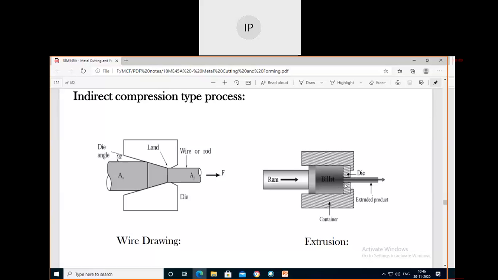Once you complete the die design, then apply the force from the ram. The ram applies force on the billet through a die. The metal removed from the die is called the extruded product. In detail, we will see in later classes the different types of extrusion process, that is, direct or forward extrusion process, or indirect or backward extrusion process. The direction of the ram and the movement of the material decides the type of extrusion.